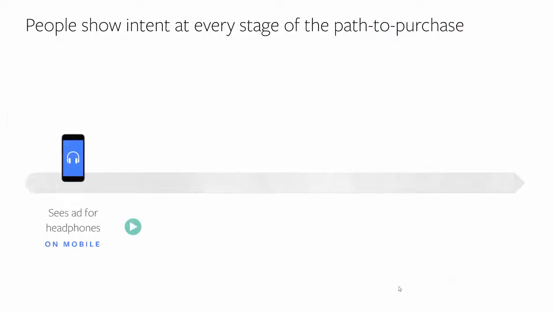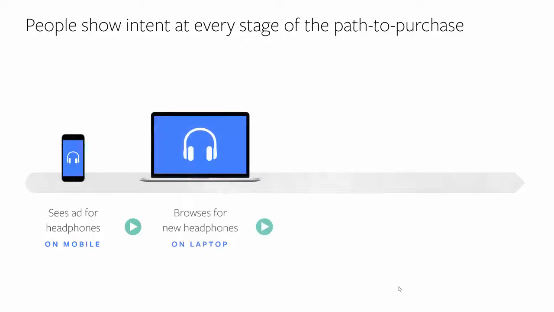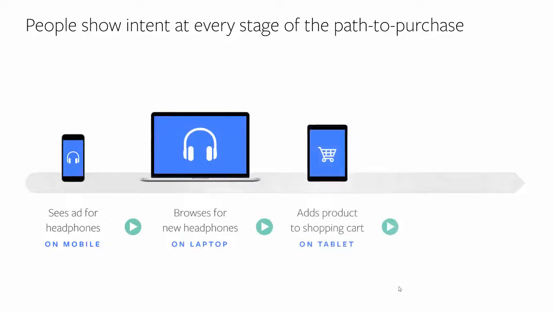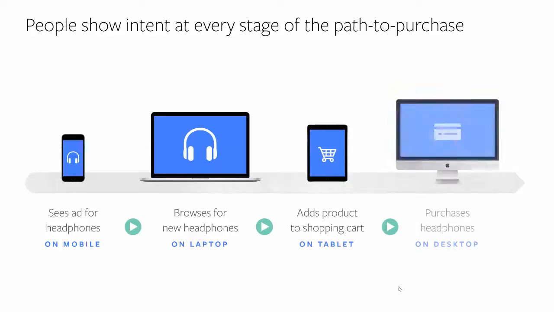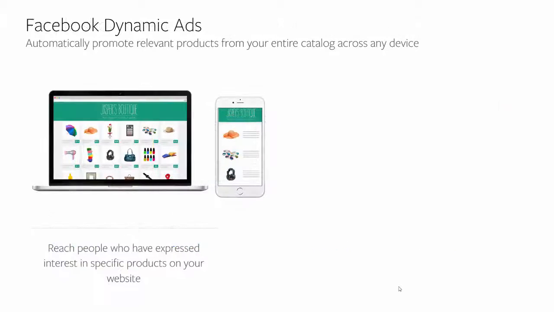This illustration probably looks familiar to all of us here. We might see an ad on our mobile device, but then switch over to our laptops and browse and possibly ultimately buy in store. While people are increasingly on mobile, the path to purchase still happens across devices and channels. For example, someone may see an ad on mobile, then browse for new headphones on their computer, then add a product to their shopping cart on a tablet, but ultimately make the purchase on their desktop or even in a physical store.